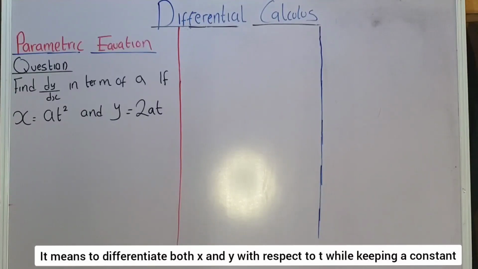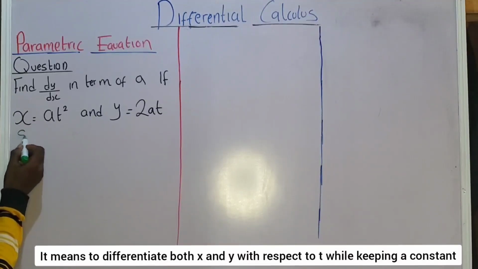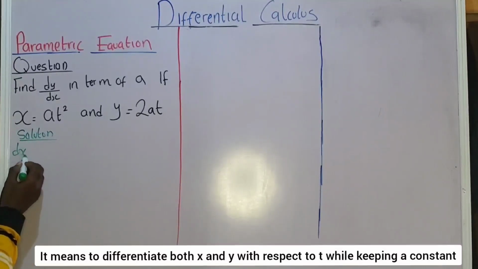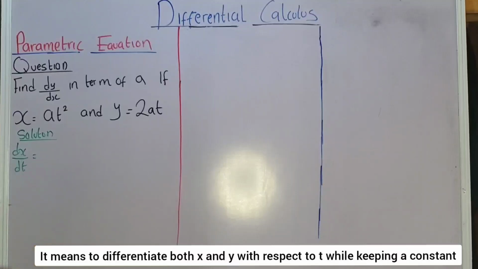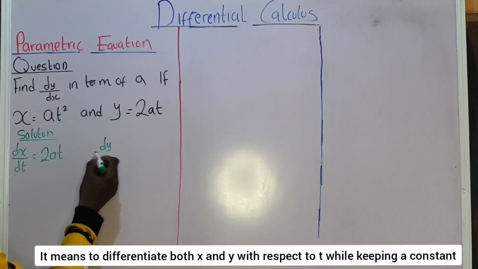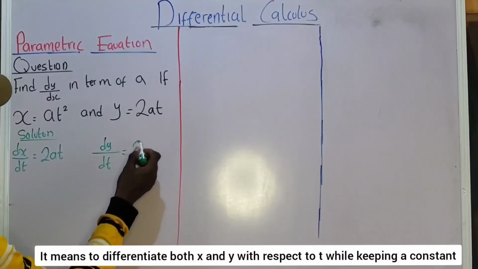Please pay attention. If you want to differentiate x, you can make use of the power rule. Since x equals at squared, dx/dt, because I'm differentiating x with respect to t, I'm going to have 2at. Okay. Now for y equals 2at, dy/dt will be equal to 2a.